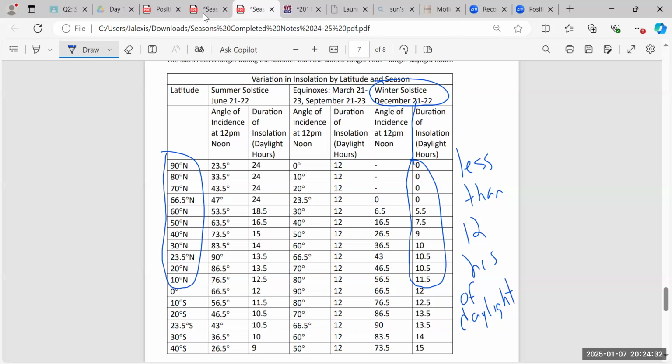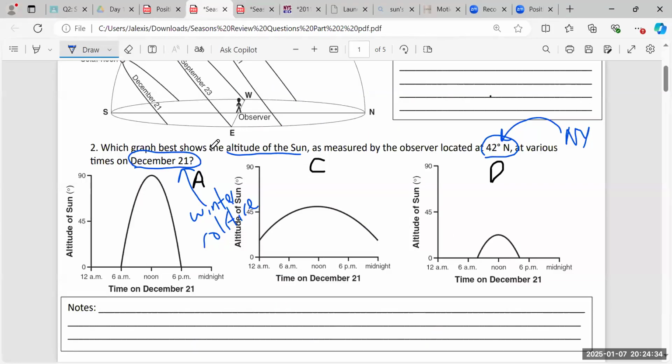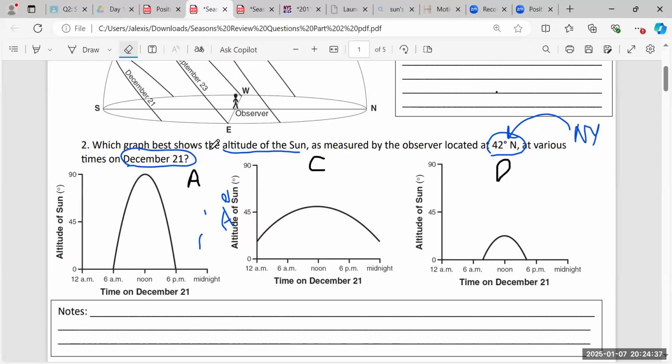Now, why is that important? Because now we're going to break down each chart. There are a couple of things I see that are wrong. Number one, we are in New York, and at latitude 42 degrees, the sun never reaches a 90 degree angle at solar noon. We never receive that in New York.